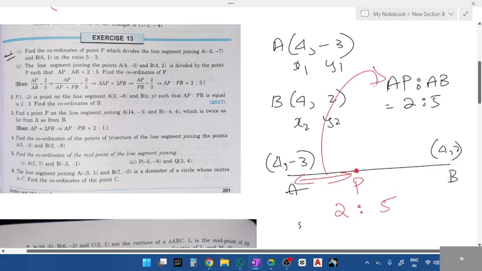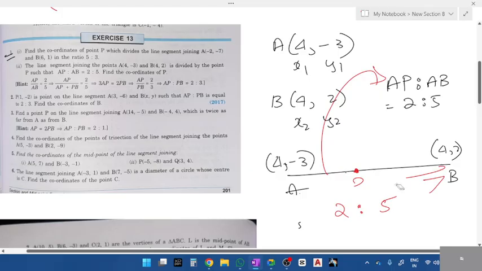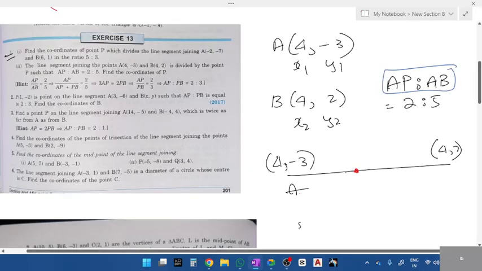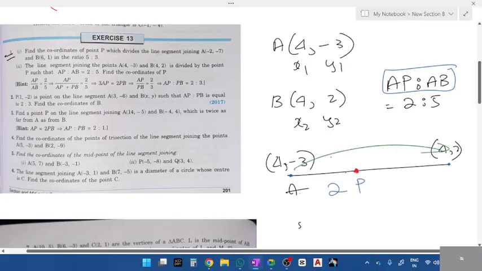A is to P and P is... Oh, no, sorry. A to B is 5, students. What's the distance between A is to B? No. Sorry, what I explained was wrong. Can you see the ratio what they have given? A is to P is to what? A is to B. So what is A is to P value? 2, right? And what's the total value from A to B? 5. If total value is 5, 5 minus 2, what will be the value?